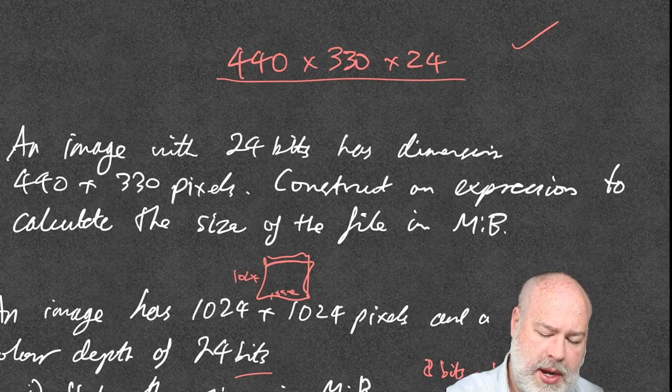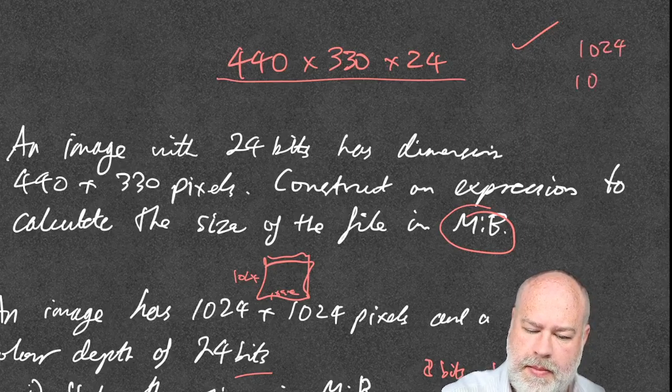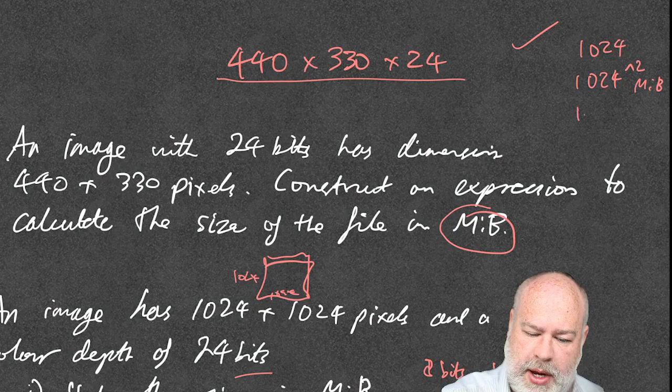But now we need to make sure that we're converting to megabytes. The kebibyte is 1024. 1024 to the power of 2 is our megabyte. And if we kept on going to the power of 3, we can go higher.